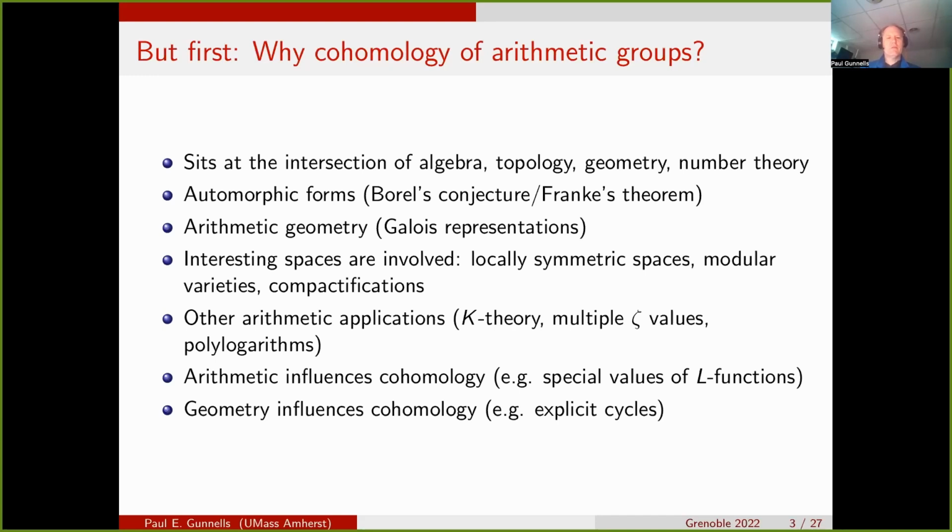It's said in terms of Gauss representations, but you've seen some of that, I know, this morning. Well, morning for me, not morning for you, but in Haluk's talk. And we'll see more about this later on. From the geometric and topological side, there are a lot of really interesting spaces that are involved when you look at this. Locally symmetric spaces, modular varieties, and compactifications of these things.